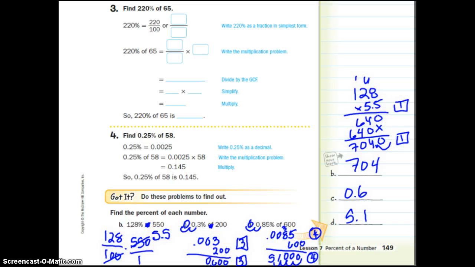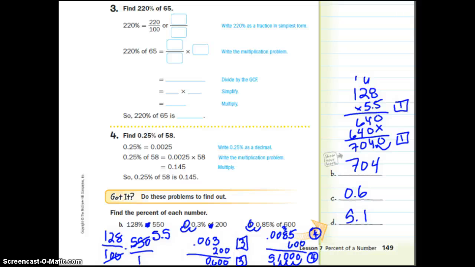Okay, did you get what I got? I got 704, 0.6, and 5.1. The hardest part of this lesson is setting the problem up and multiplying correctly. In the case of number C, it's 0.003 times 200. And again, I'm going to put 200 over to the side, carry my zeros down, and then 2 times 3 is 6. I'm going to put 3 in a box because there's 3 bunny hops. And then I'm going to count over 3. 1, 2, 3, and that puts me at 0.6.